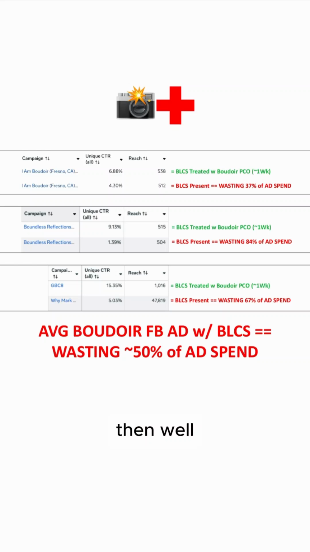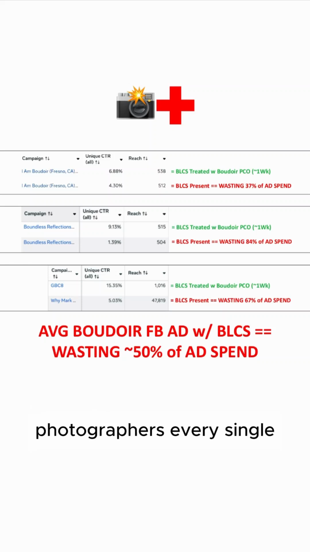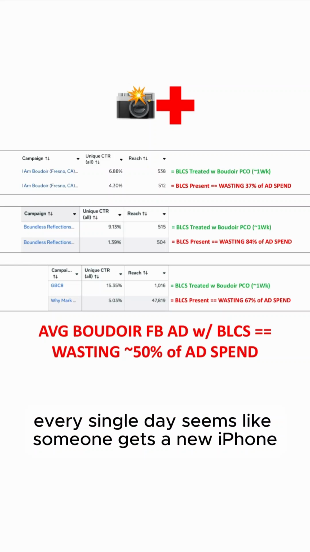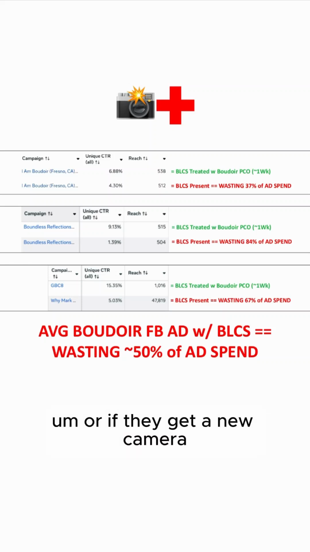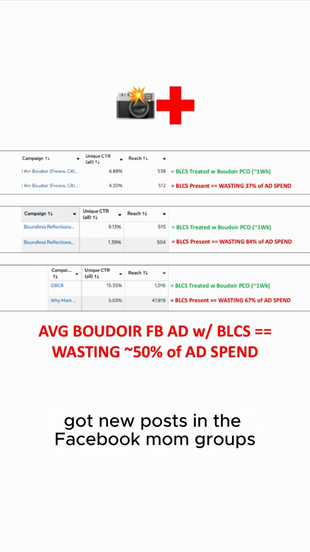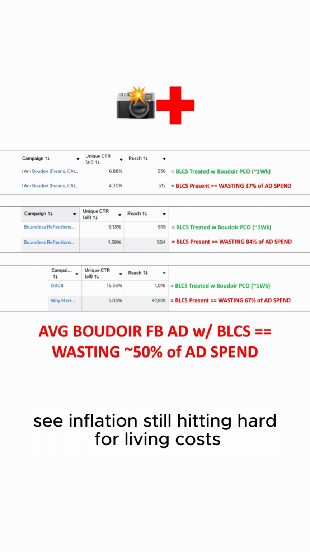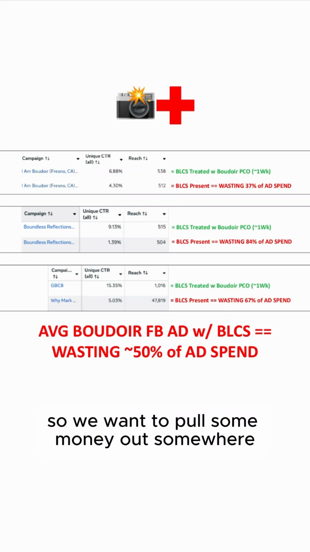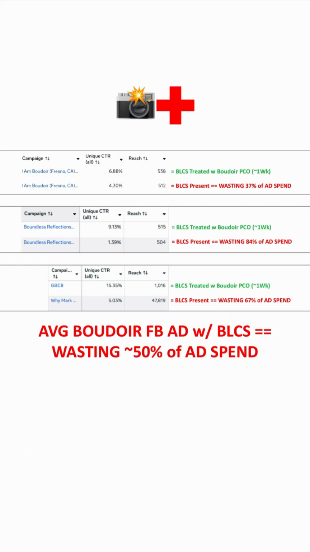Then, well, because you're looking around the marketplace, it's getting more and more saturated with Boudoir photographers every single day. Seems like someone gets a new iPhone, they're throwing up their Google business profile saying they offer Boudoir. Or if they get a new camera, got new posts in the Facebook mom groups saying they offer Boudoir. And we're seeing inflation still hitting hard for living costs. So we want to pull some money out somewhere. You decide you want to do it with Facebook ads. Put that money back in your pockets.